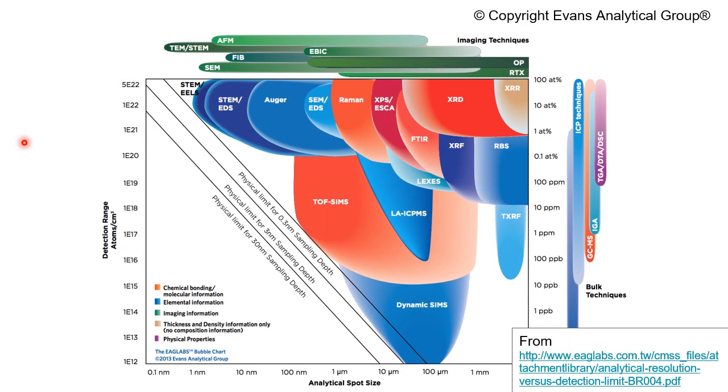Here we have a diagram we are familiar with, detection range versus analytical spot size for several characterization techniques. The atomic force microscopy is located here and is classified as an imaging technique. As you can see, it has a very good analytical spot size or resolution.